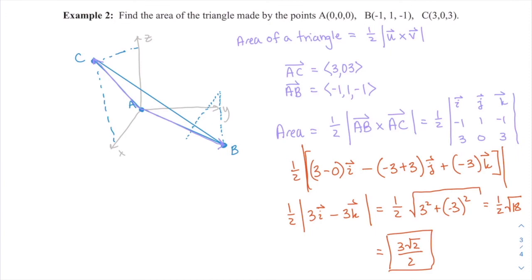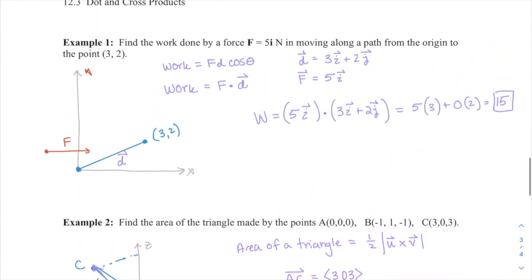And then as a review from this one, we used the property of the dot product telling us how much of one vector is acting in the direction of another to apply that to finding work.